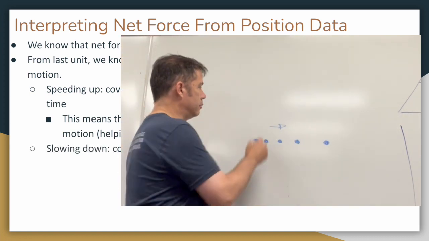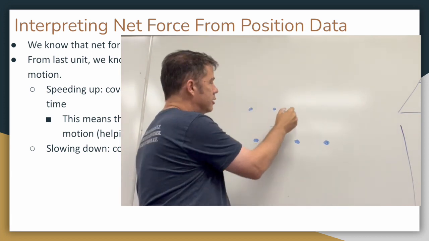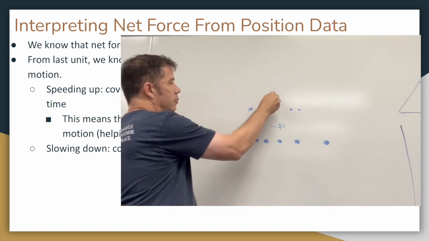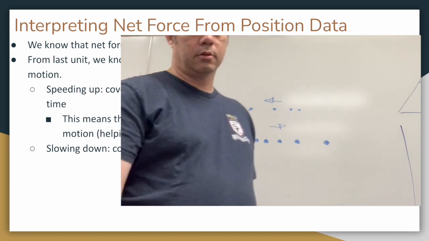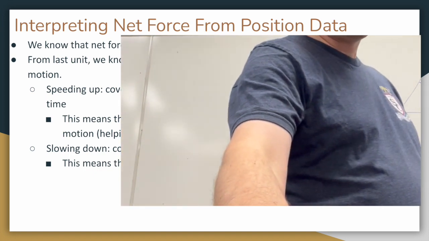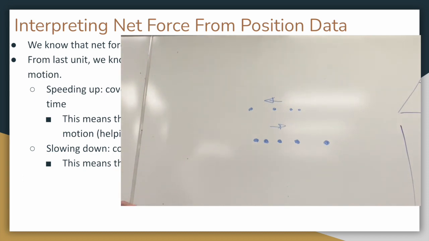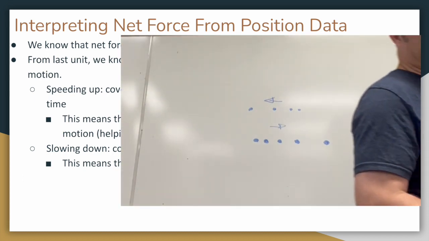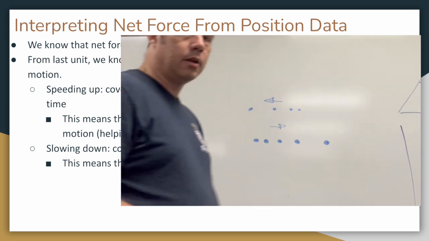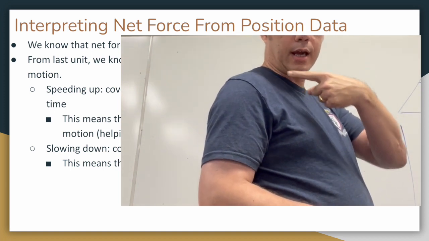If I'm slowing down, ready, set, go. I start fast, so I'm gonna go a large distance and then I'm gonna slow down. Then the force has to be in the opposite direction. That means the force is opposing motion. So if I speed up, my force has to make me speed up. If I start fast and slow down, the force has to be going in the other direction to slow me down, okay?